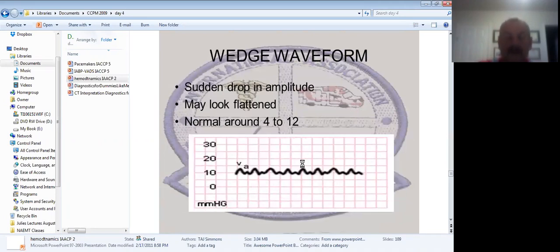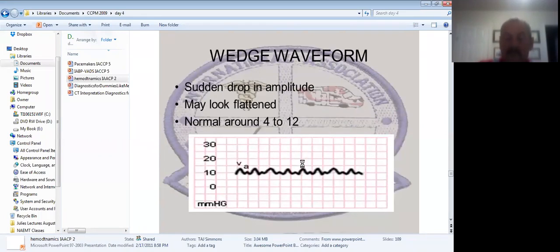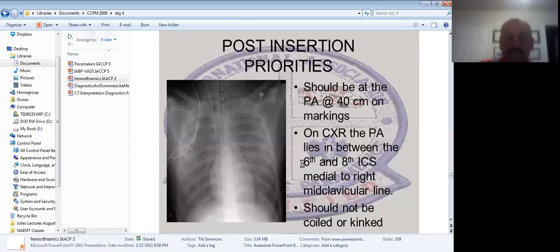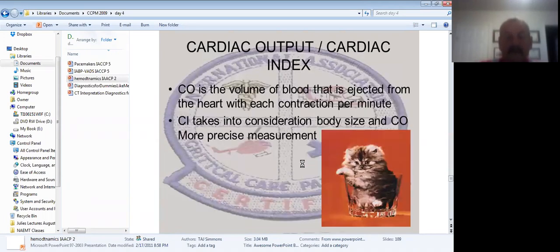And then the wedge: you would go from a PA to this. That would be a patient that's being wedged. Again, everything flattens out. It looks like that CVP reading again, except your baseline is higher. So post-insertion priorities and transport: you would want to get a chest x-ray, make sure that the PA line isn't coiled or kinked, make sure that it's reading and producing faithfully on your monitor screen, get your initial set of vitals, and then off you go.